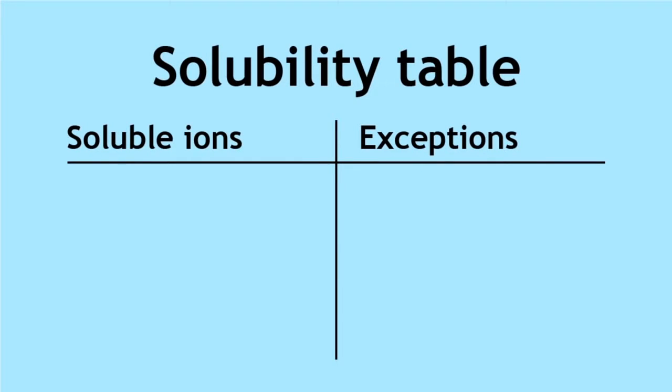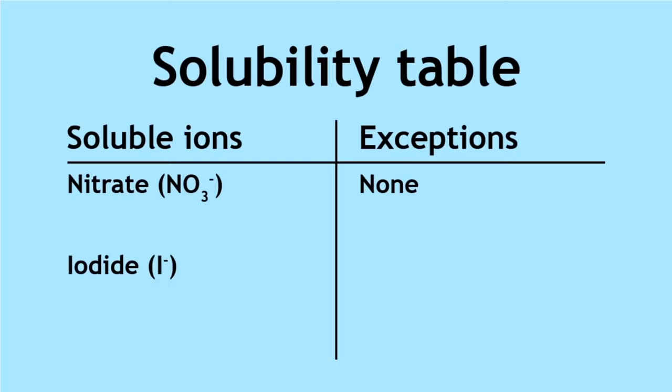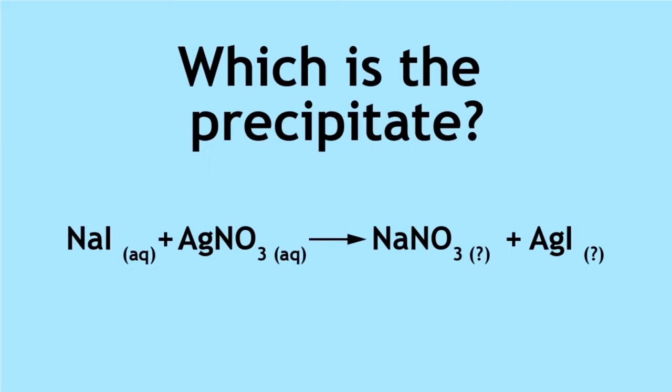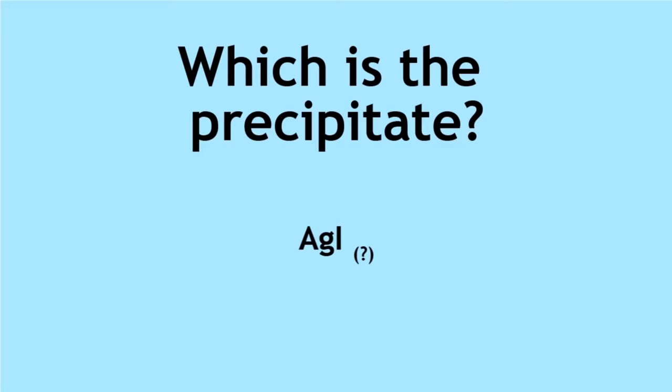You may know the solubility rules off by heart. All nitrate salts are soluble in water. All iodide salts are soluble in water, except when combined with lead and silver. Therefore, silver iodide is insoluble in water and is that bright yellow precipitate formed in this reaction.